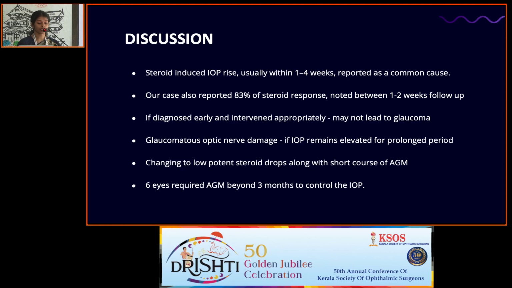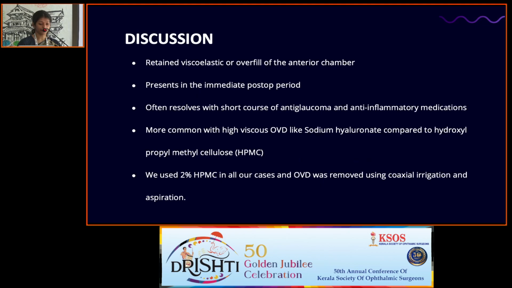If diagnosed early and intervened appropriately, this may not lead to glaucoma. Glaucomatous optic nerve damage occurs if IOP remains elevated for a prolonged period. Changing to low-potent steroid drops along with a short course of AGM is needed in this group. 6 eyes required AGM beyond 3 months to control the IOP in our study.